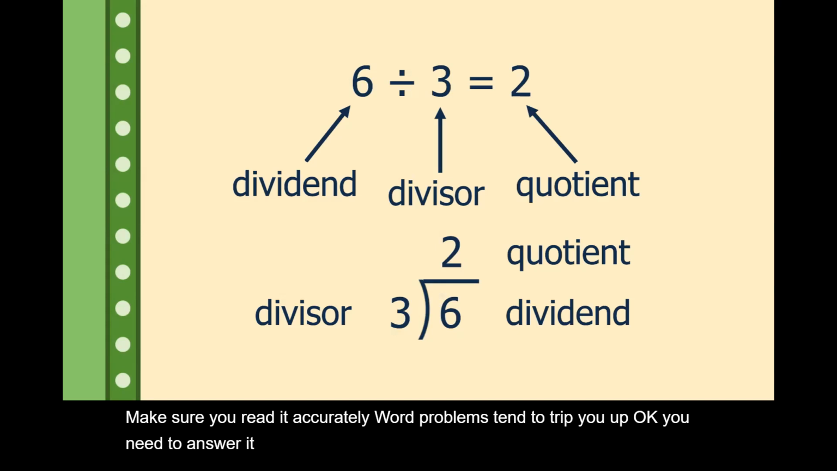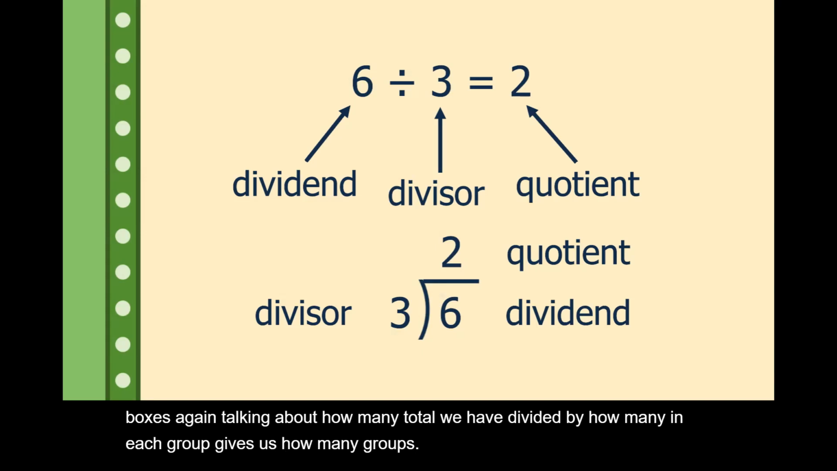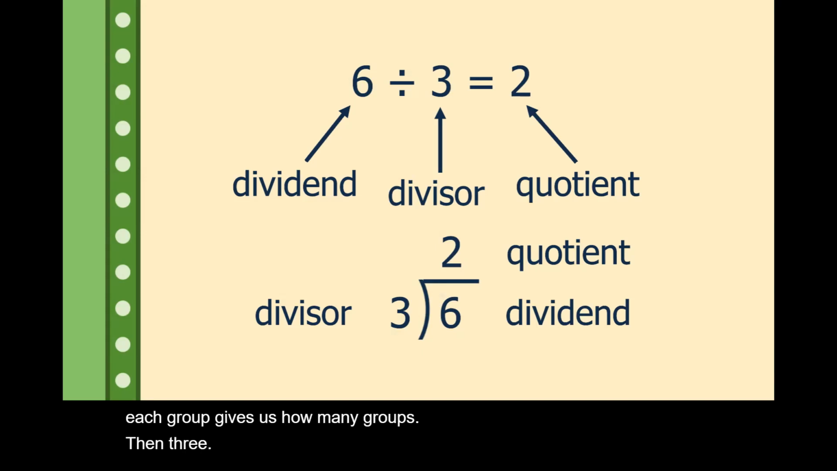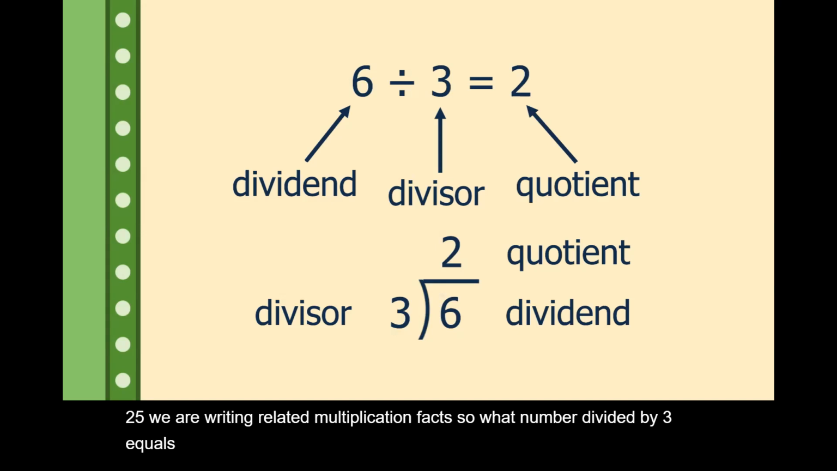On page 116, 1 and 2, we're drawing boxes again, talking about how many total we have, divided by how many in each group, gets us how many groups. Then 3 through 5, we are writing related multiplication facts. So what number divided by 3 equals 7? Well, 7 times 3 is going to also equal that number. They're related, sorry. They're related.